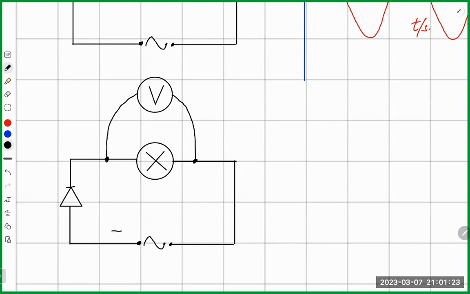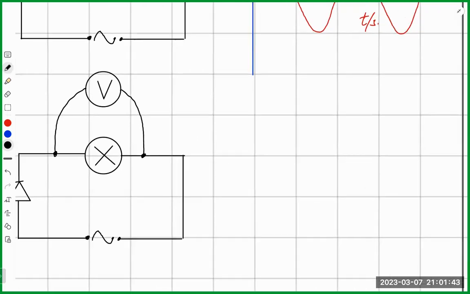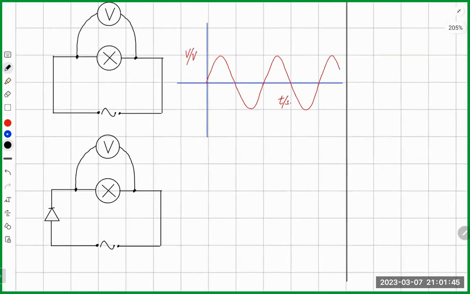Half of the time current goes like this, which the diode is okay with. But when current changes its direction and wants to go this way, the diode stops it. So current can only flow in one direction, and when current changes its direction, the diode will stop the current. So what you should be expecting is this.